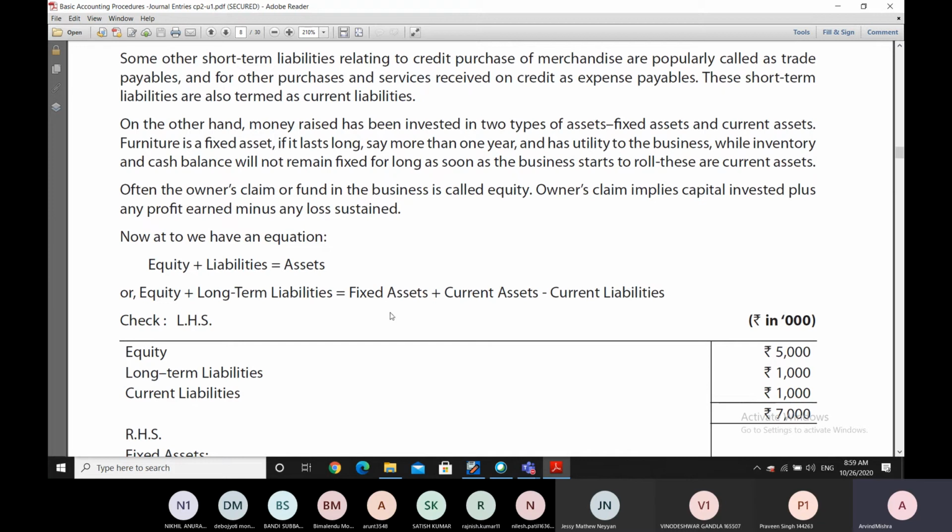So we can say that the accounting equation should be written like this: equity or capital plus the long-term liabilities will be equal to fixed assets plus the current assets minus the current liabilities. Normally we reduce the current liabilities from the current assets to make it look more rational.